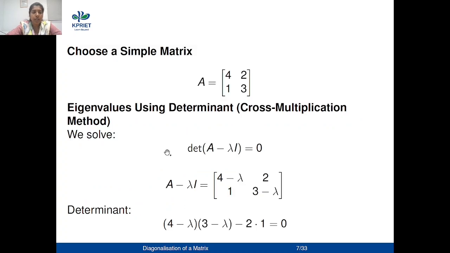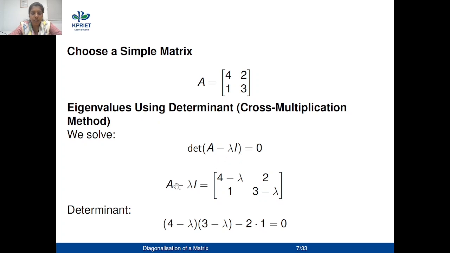Now let us explain this methodology with the help of a simple 2 by 2 matrix. Let us take a matrix A of order 2 by 2 where the entries are 4, 2, 1 and 3. So as the first step we have to find the eigenvalues. The eigenvalues are derived with the help of the determinant of A minus lambda I, which should be equal to 0.